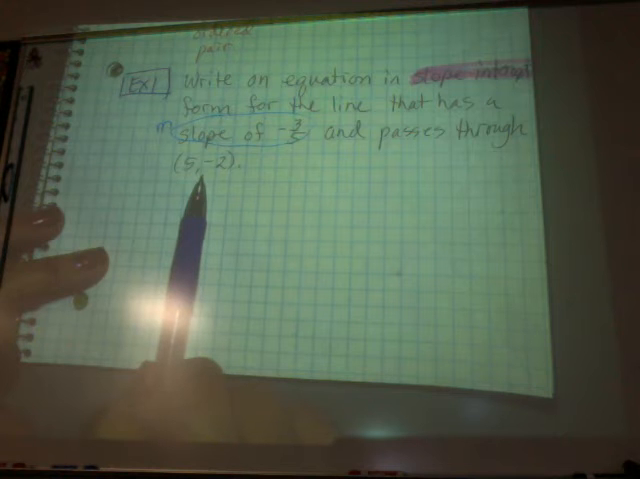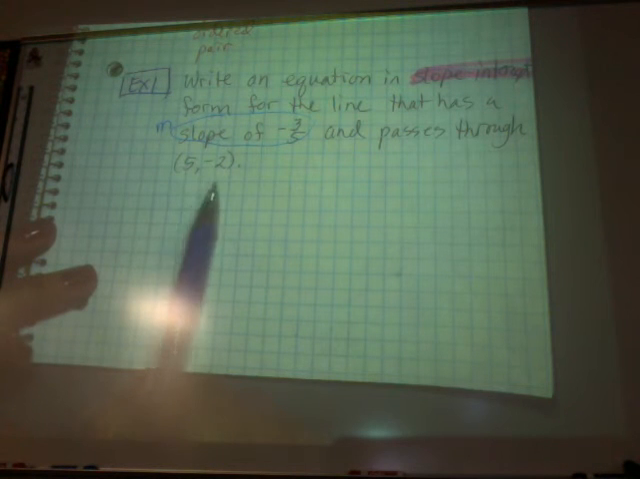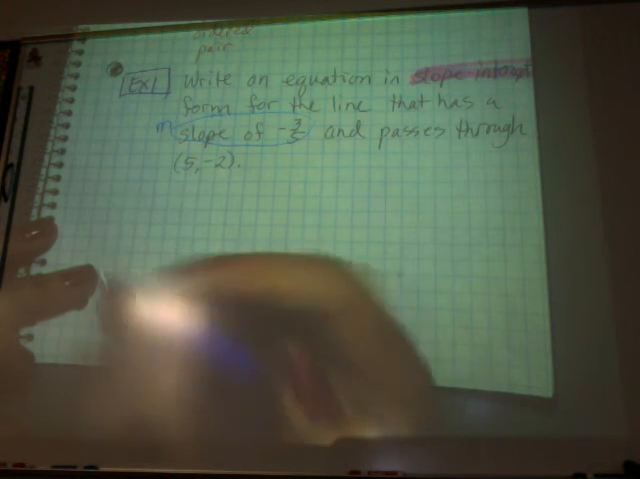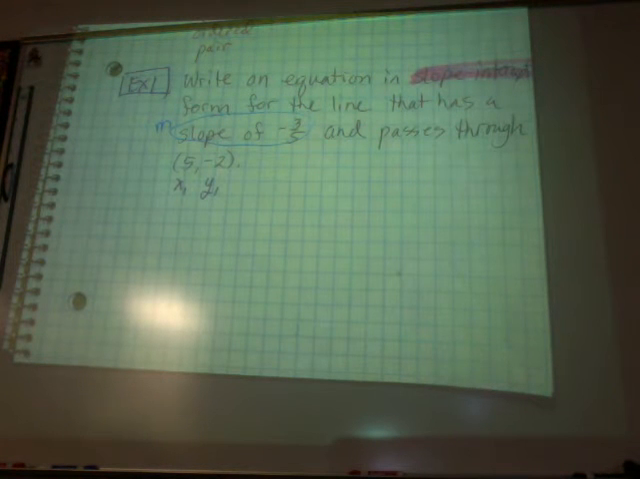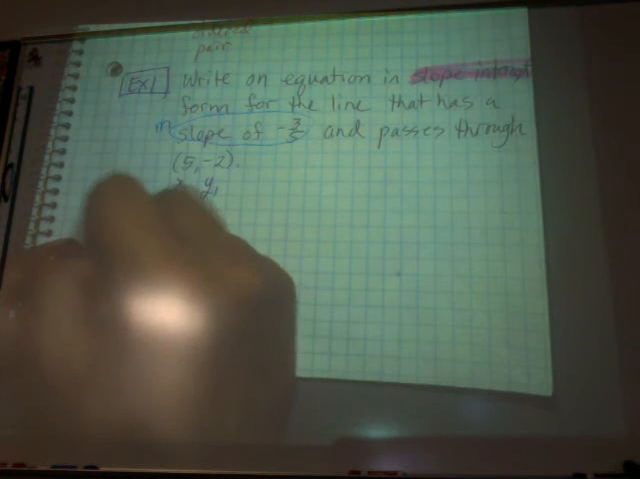Is this point the y-intercept? You can tell if it's the y-intercept if there's a 0 in it. Where would the 0 be for the y-intercept? At x, right? It's always the opposite variable. So this is not the slope-intercept. This is actually x sub 1, y sub 1. It's just a point. So if I've been given a point and a slope, what am I going to start with? Point-slope.